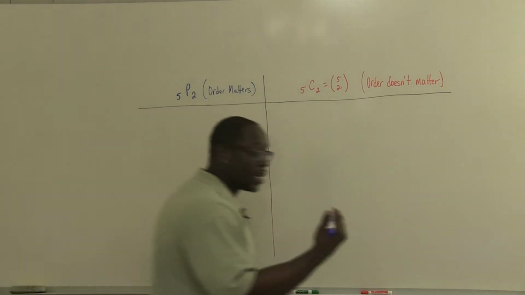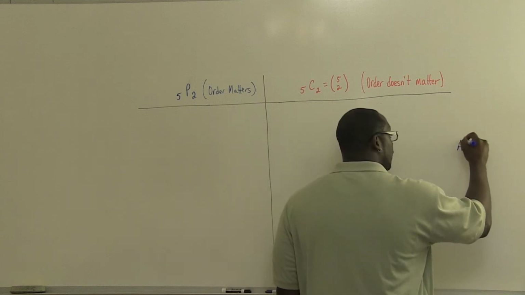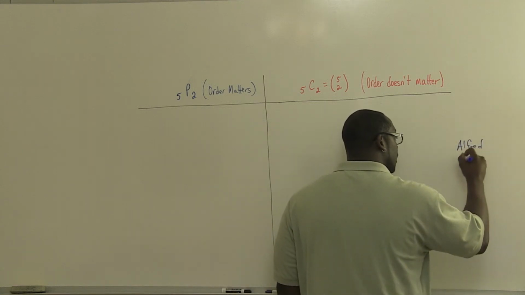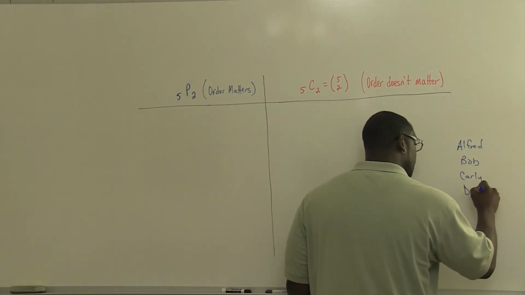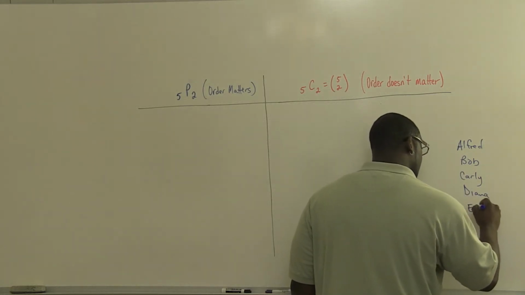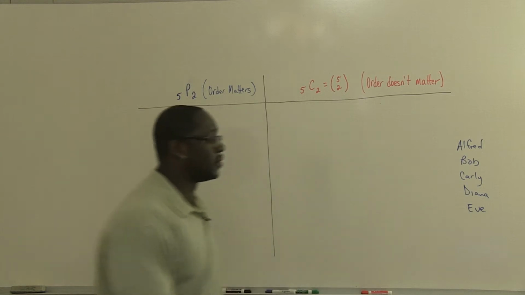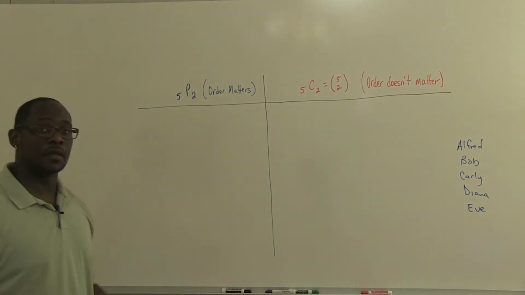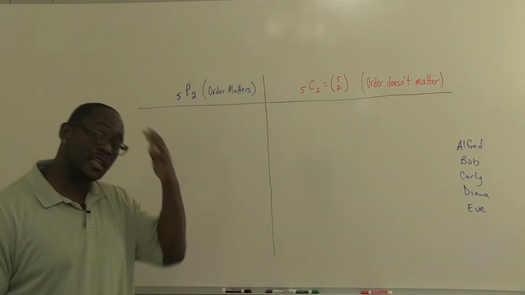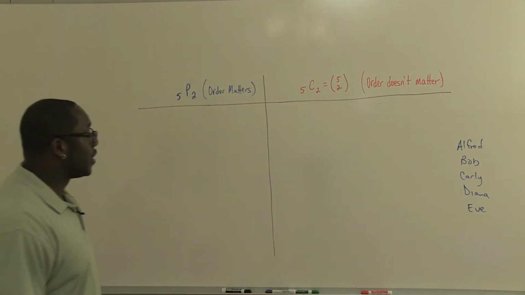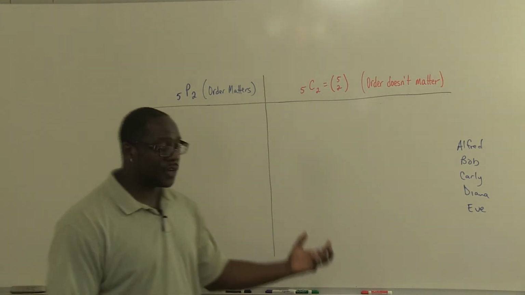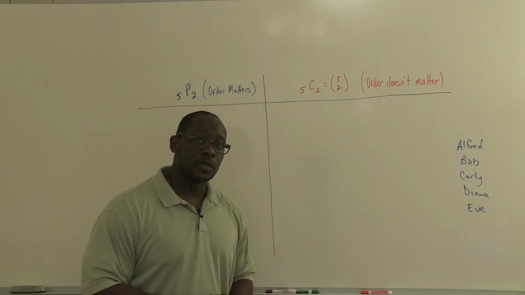So let's just say here that we have Alfred, Bob, Carly, Diana, and Eve, okay? So let's say we have these people, and we'll call them A, B, C, D, and E for short, okay? So if we're going to do that, let's say that we want to take these 5 people and put them in groups of 2, okay?